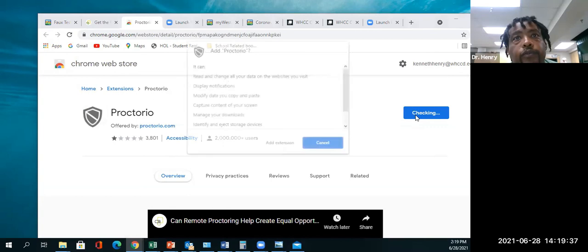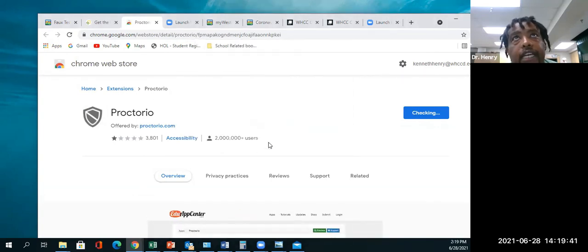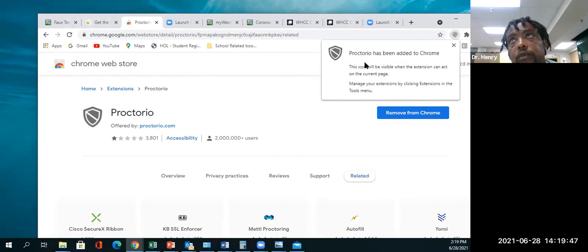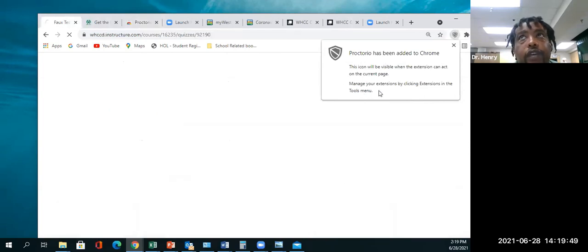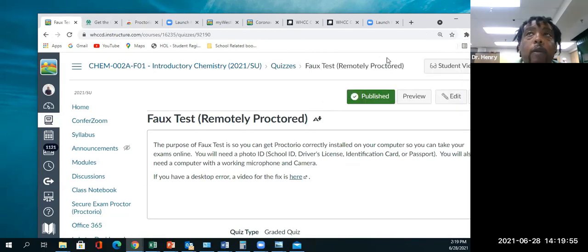Add to Chrome. Add your extension. All right. Okay, and you'll get this little thing that says it's been added. And then you should be good to go at that point. Okay, give that a shot.